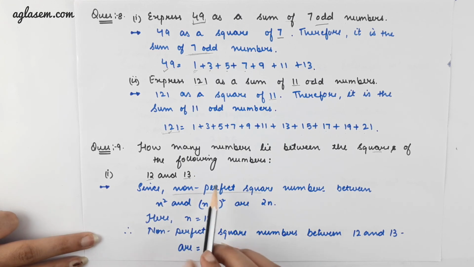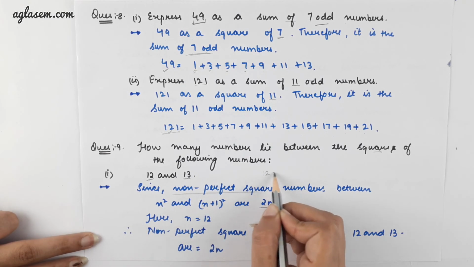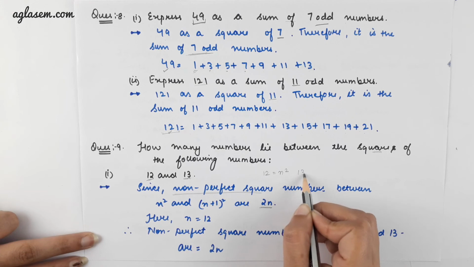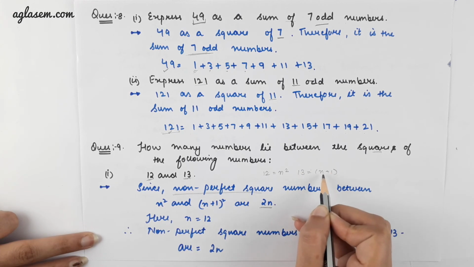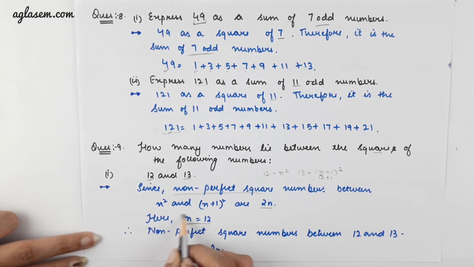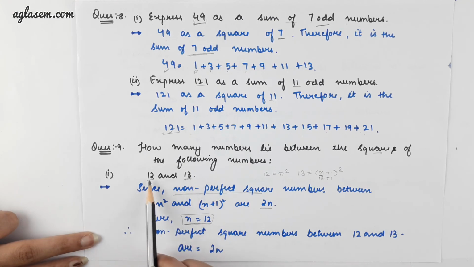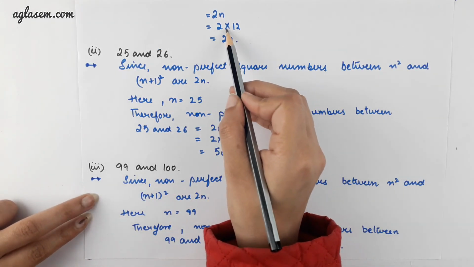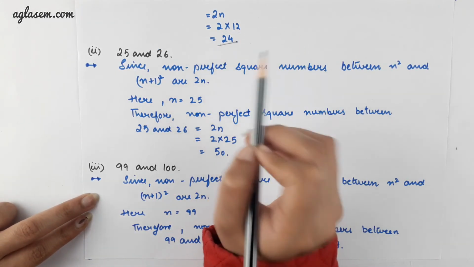So here, to find the numbers between the squares of such numbers, we use the formula 2n. Here n is 12. Why 12? Because 12 is n and 13 is n plus 1, that is 12 plus 1. Therefore n is equal to 12. So the numbers that lie between the squares of 12 and 13 are 2n, that is 2 into 12, which gives you 24.